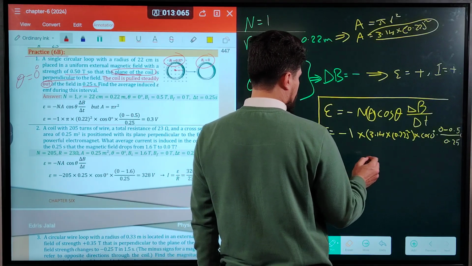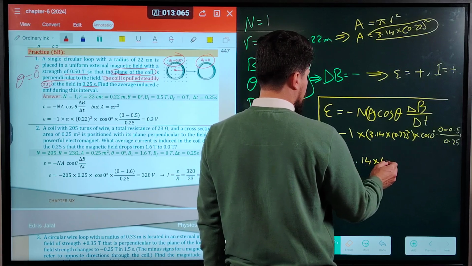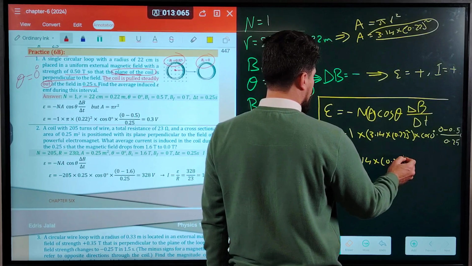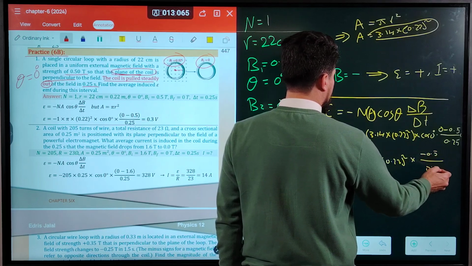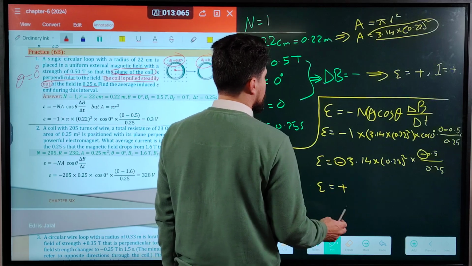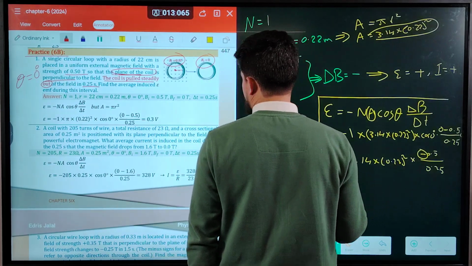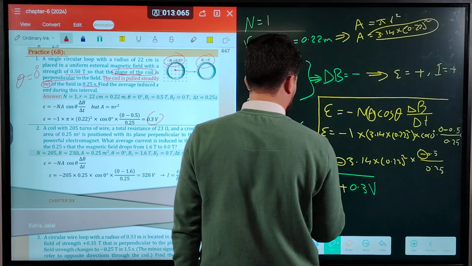Negative 1 times 3.14 times 0.22 squared times negative 0.5 divided by 0.25. Negative times negative is positive, and EMF should be positive and is equal to 0.3 volts.